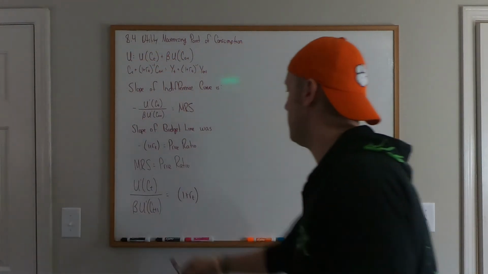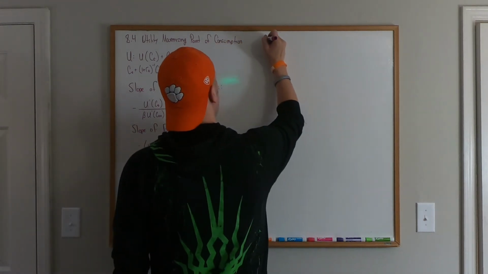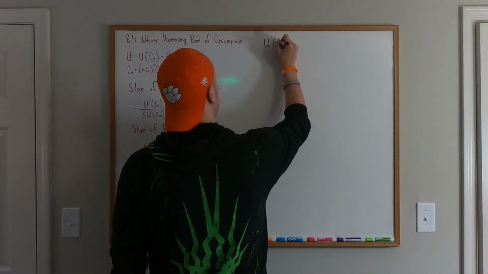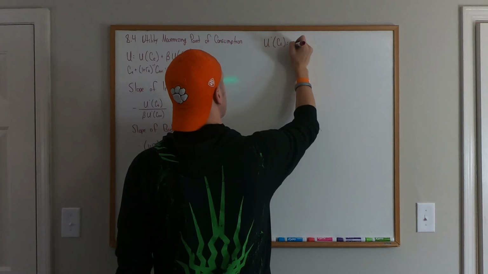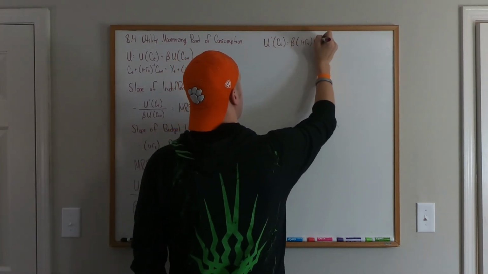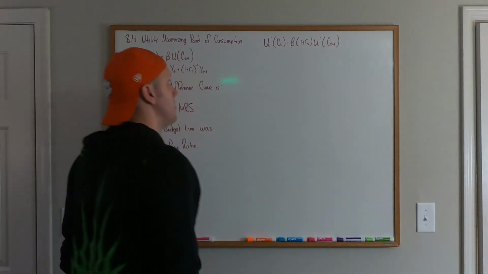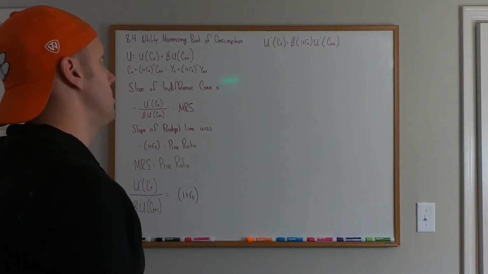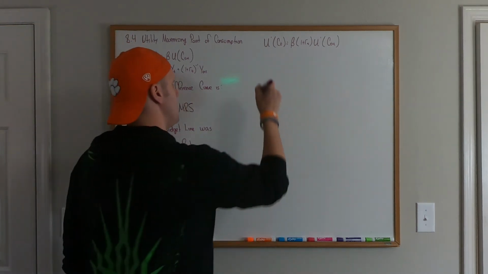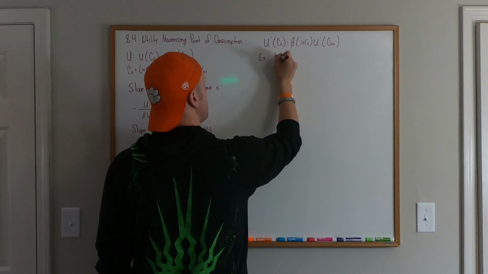Let's multiply both sides by beta u prime of c_t+1. u prime of c_t equals beta times (1 plus r) times u prime of c_t+1. I wonder what this is. Let's do an example.